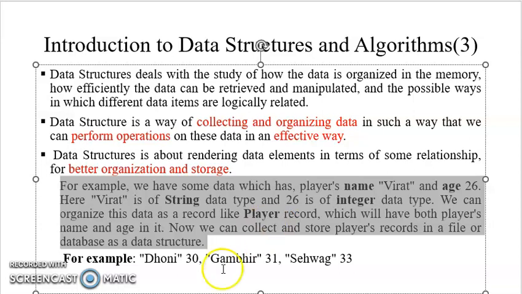Then you can say columns and rows, columns and rows in database tables. You see, that would be better. In that way we have to sort our data. That's an example of organizing and structuring our data. So data structure deals with this kind of thing.